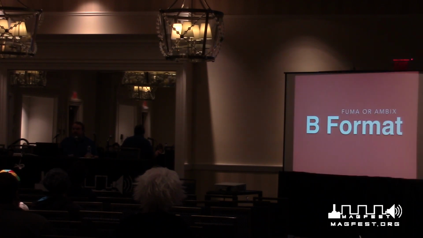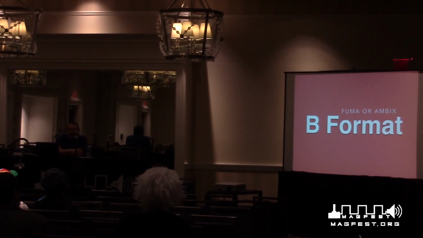Then you have B format, which is what we would decode when we wanted to do different kinds of stereo or different kinds of surround sound. And there's 2 kinds of B formats. There's FUMA and Ambix. All right, so see, we're getting complicated already. This is why you need to know this stuff. So FUMA and Ambix are sort of delivery formats.